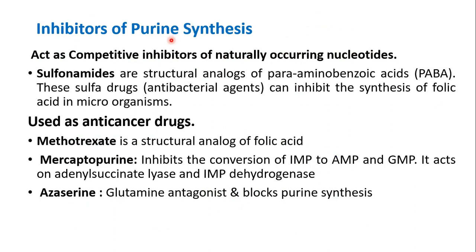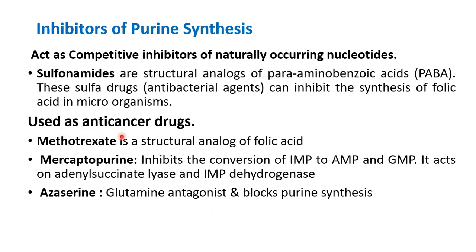Now coming to the inhibitors of purine synthesis. Inhibitors act as competitive inhibitors of naturally occurring nucleotides. They act as antibacterial agents, like sulfonamides. Sulfonamides are sulfur drugs. They are structural analogs of para-aminobenzoic acid, and so they inhibit the synthesis of folic acid in microorganisms and hence kill the microorganisms.